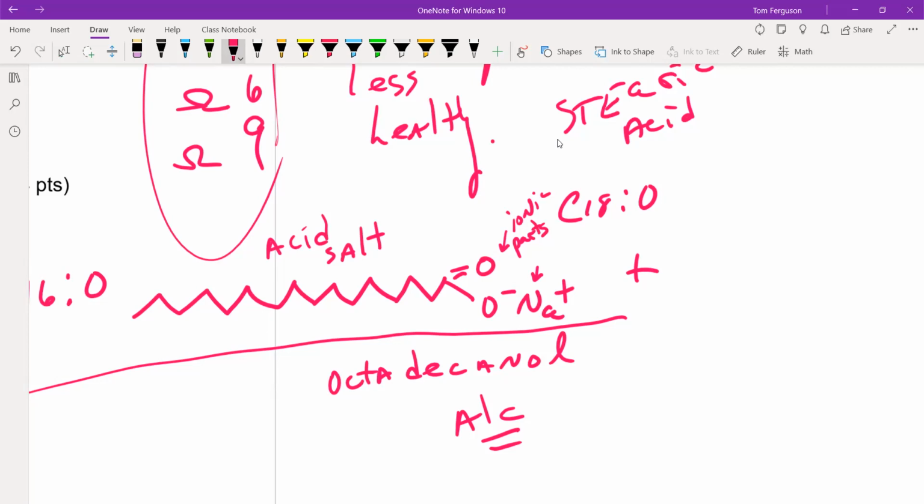So when you say acid salt, you always have a cation against that negative oxygen from where the proton was pulled off by the base. Did that answer your question? Good.